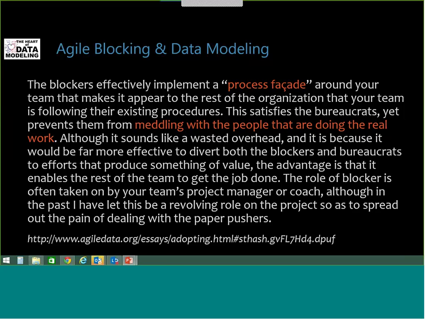I think this is also a reflection of the software focus of Agile having spilled over into this concept of blocking.